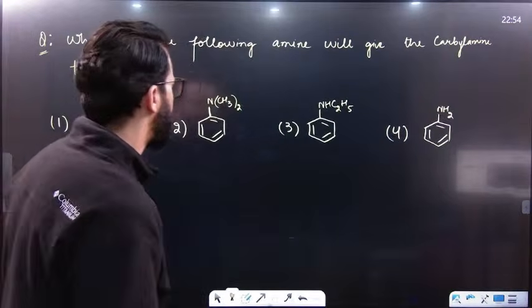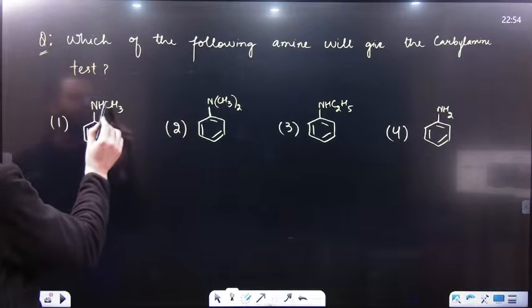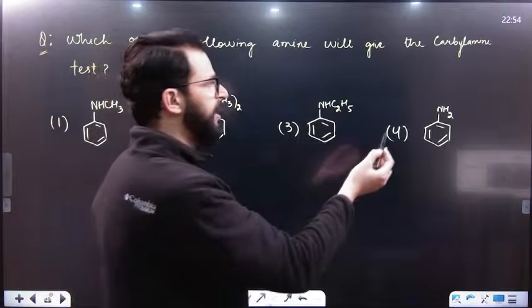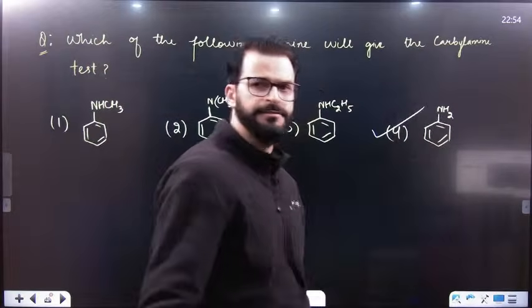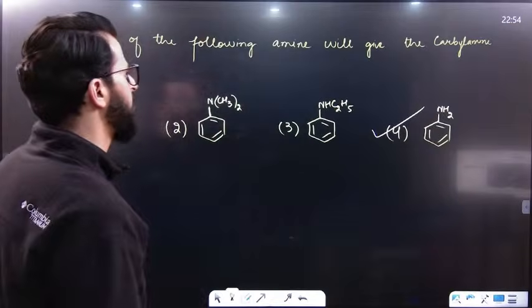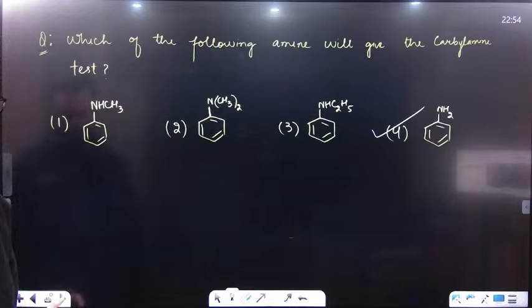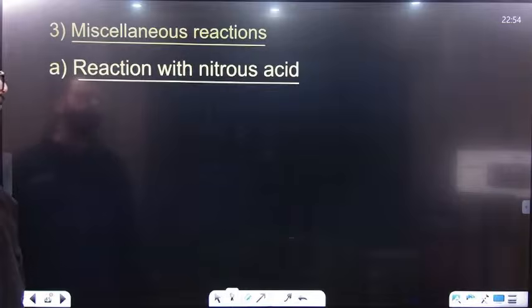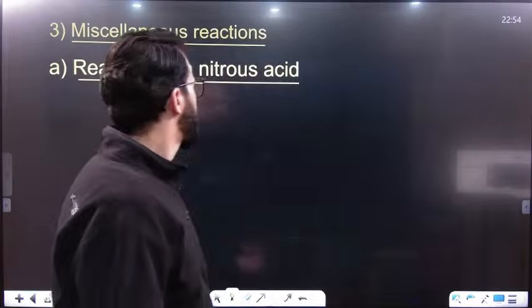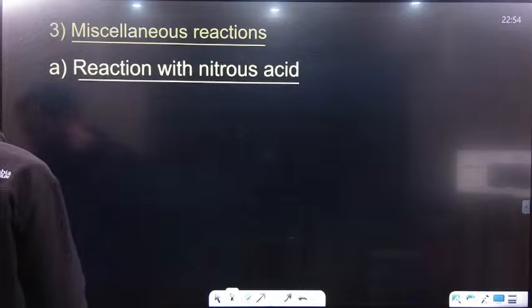Obviously, primary amine. Now, you have to check. This is NH functional group, secondary amine. This is N, this is tertiary amine. NH, secondary amine. NH2 is the primary amine. That's it. Whether it is aliphatic or aromatic, a primary amine will show the carbylamine test. After that, we have a few miscellaneous reactions, other reactions as well. Say for example, the first reaction is the reaction with nitrous acid.